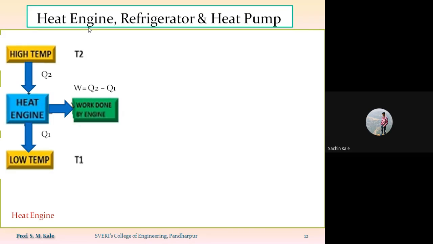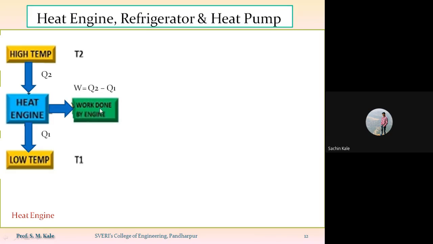या ठिकाणी Q2 जास्त आहे की Q1 जास्त आहे? Q2 म्हणजे काय, कंबशन चेंबर मधून जे अमाउंट ऑफ हीट सप्लाय केलेले इंजिन साठी, ते म्हणजे Q2. आणि Q1 म्हणजे काय, सायलेन्सर मधून जे काय एक्झॉस्ट गॅसेसच्या स्वरूपात आपण ऍटमॉस्फिअरला हीट सप्लाय करतोय, त्याला आपण Q1 म्हणणार. So here value of Q2 will be always greater than Q1.